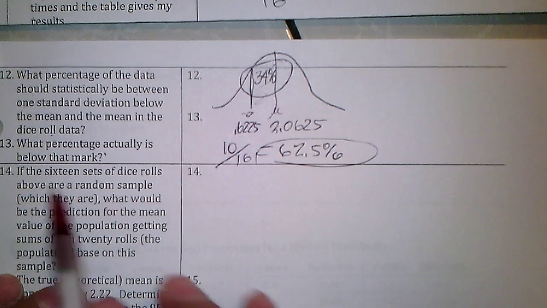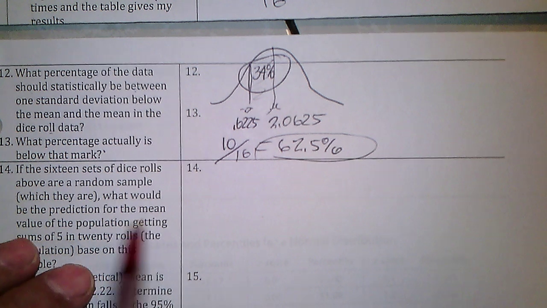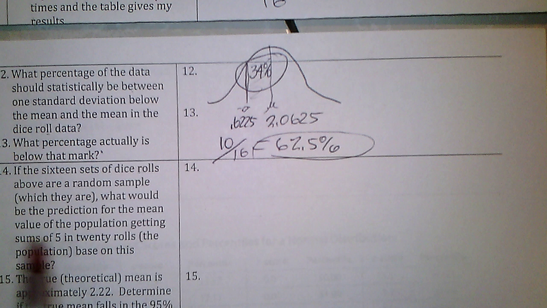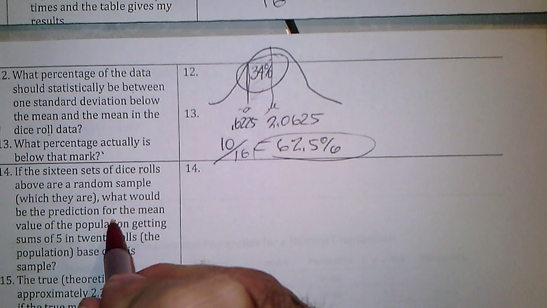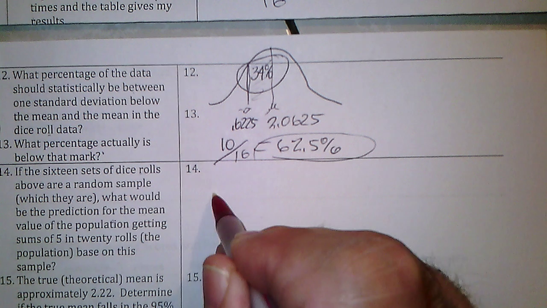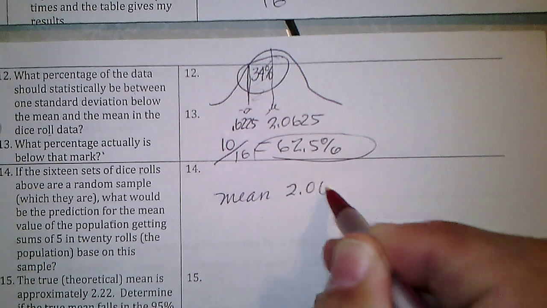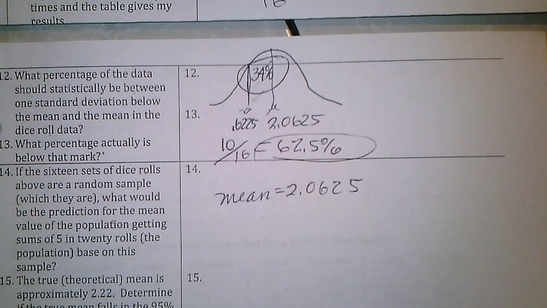If the 16 sets of dice are a random sample, what would be the predicted mean value of the population from these? So the predicted mean, predicting from the sample, you predict the mean that the sample had, which is the mean being 2.0625. That's your predicted mean.